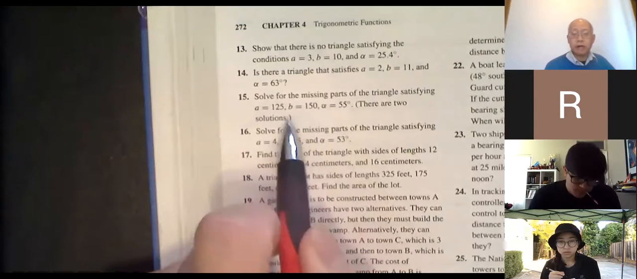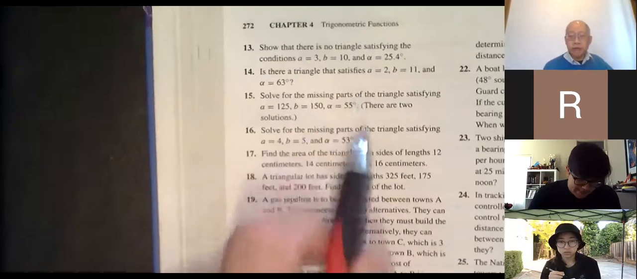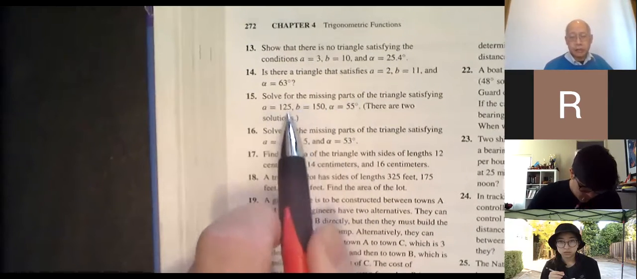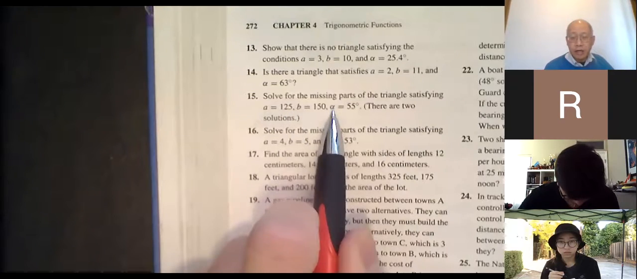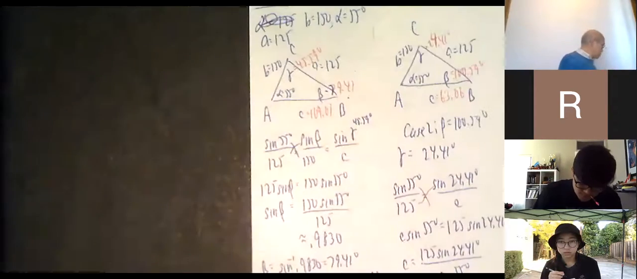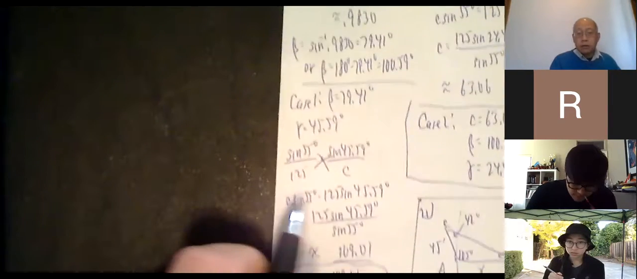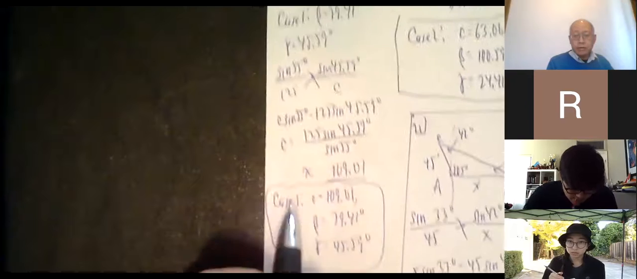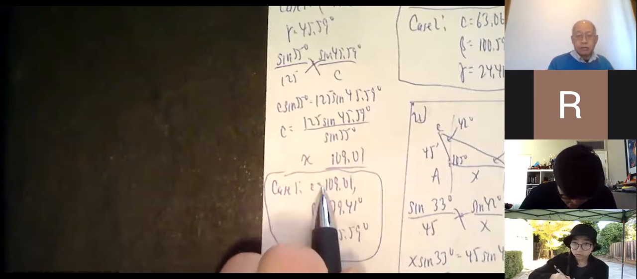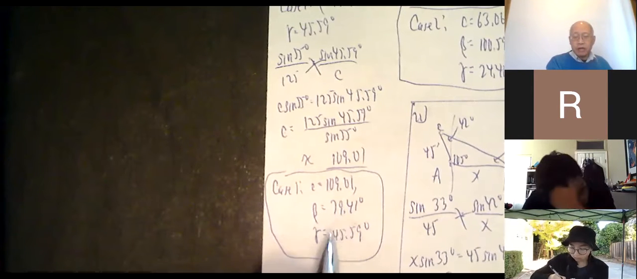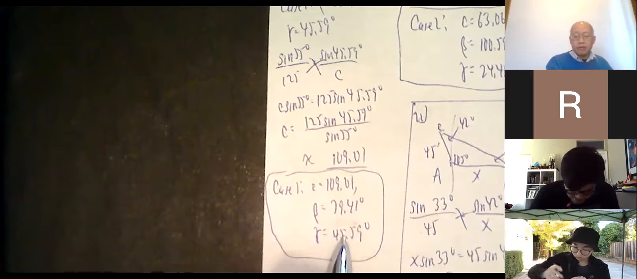So solve a triangle means give all the sides, give all the angles. They normally give you 3 pieces of information, so just list the others. What I need are c and what? Beta and gamma. So there we are: c, beta, and gamma. C is 109.01. Beta is 79.41 degrees. And gamma is 45.59 degrees. And do likewise on the exam.